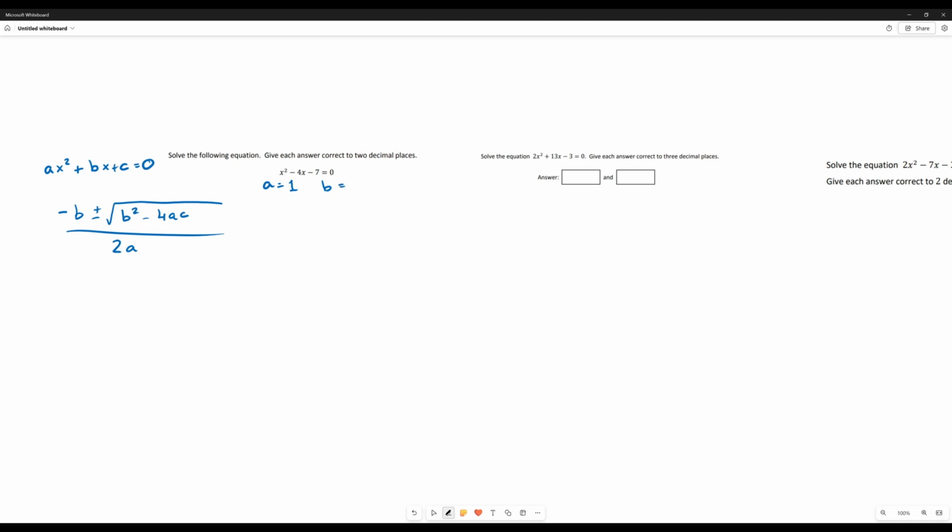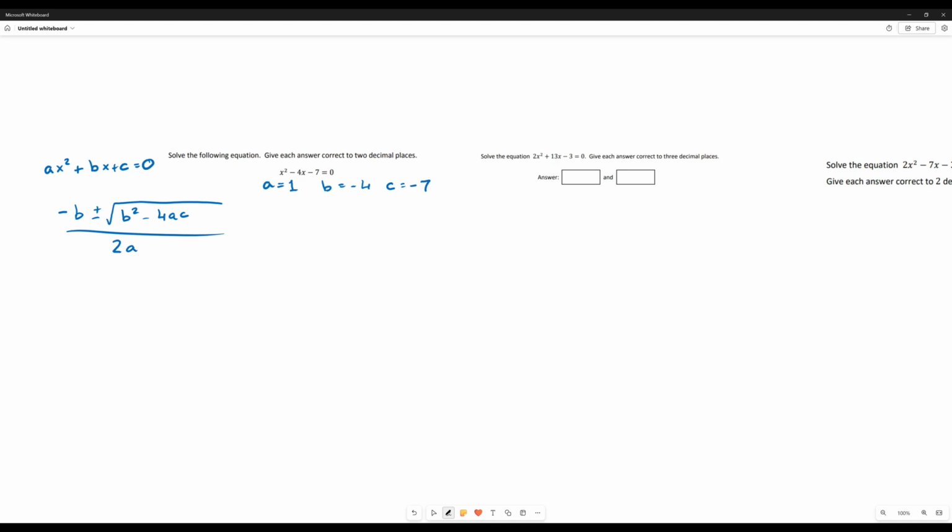B is the number in front of the x. Now, they try to trick people with this as well. You have to remember that it's not just a 4, it's the -4. The sign comes with it. For the a, you could write the +1, but it's never really done. So if it's a plus, you don't really need to write it in, but if it's a minus, you do. And in the same fashion, c is the number at the end. The number at the end is -7, so we'll do that.